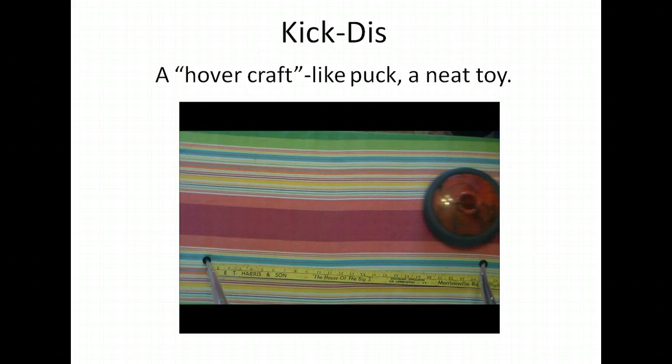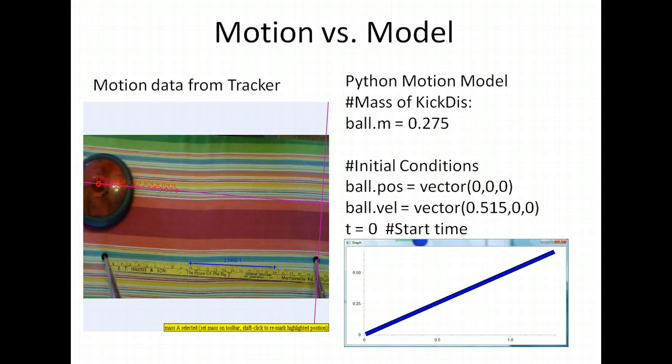The device I used for my video study was a hovercraft-like puck called a kick disc. It was on a kitchen table with a tripod mounted on the table looking down on the puck as it was pushed across the table. The motion data from Tracker was compared to the Python model.